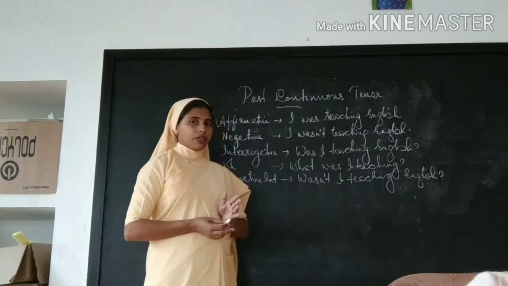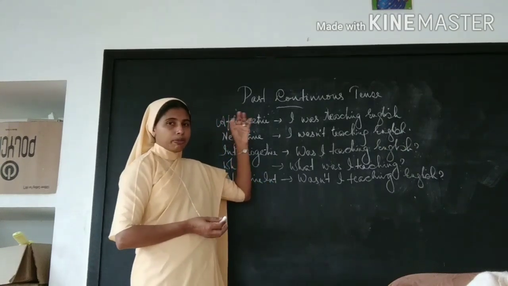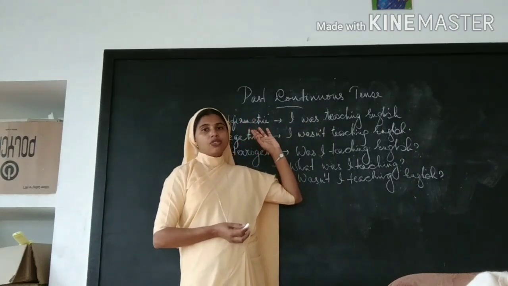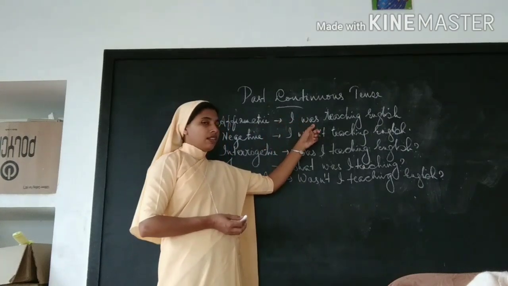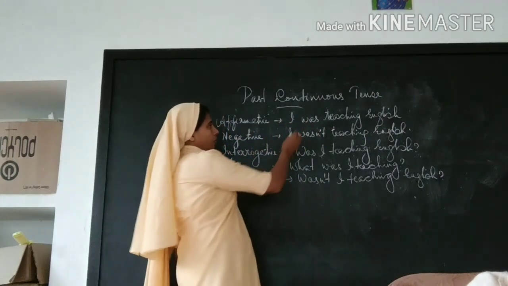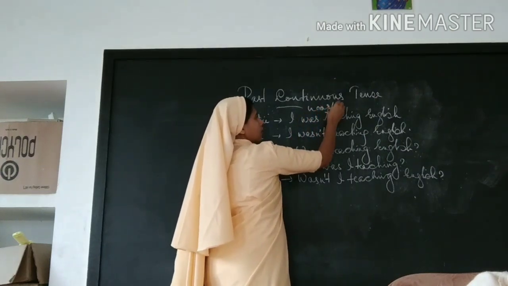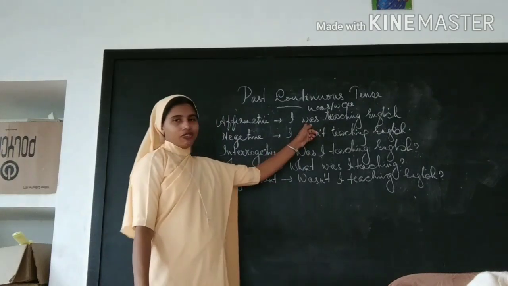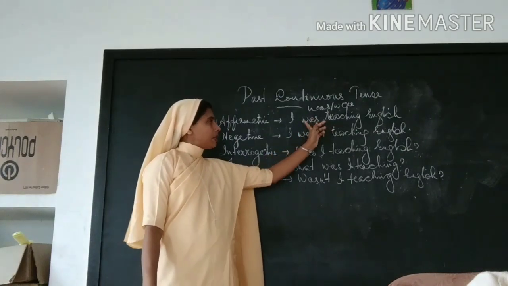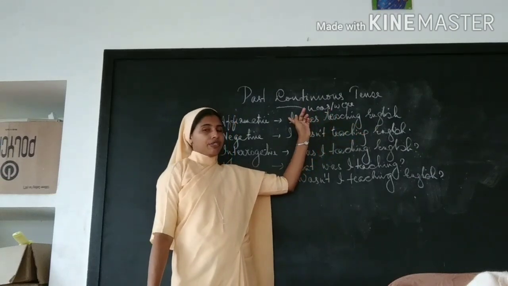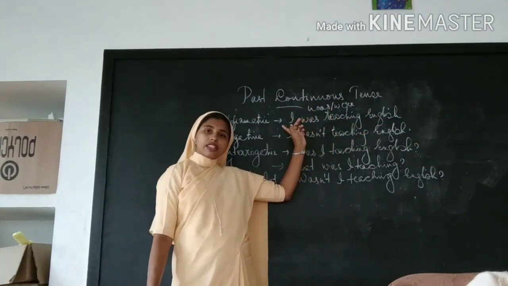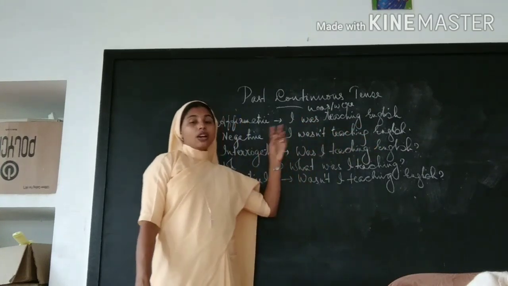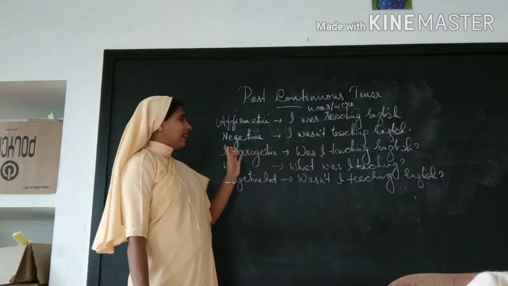Period of time. Okay. And how to make affirmative sentences or positive sentences. I was teaching English. The auxiliary verb was or were will be used with the main verb. I was teaching English. This is not the main verb. Again, this is an auxiliary verb. It is supporting teaching, in order to identify the tense and number. Number means singular. I, singular.